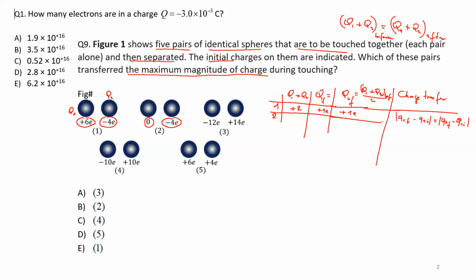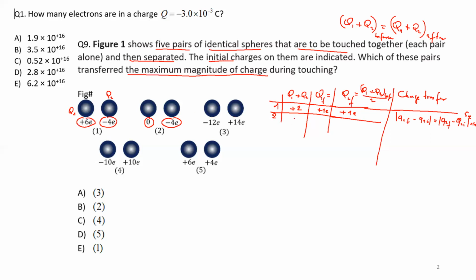Good. Now let's calculate it here. For 1, I'm going from 6 to 1, so the charge transfer is just 5e. For this one also, it goes from minus 4 to 1, so the charge transfer is 5e in magnitude.